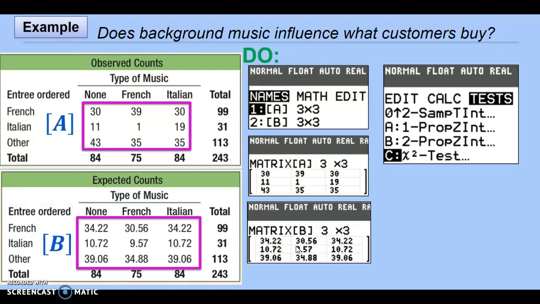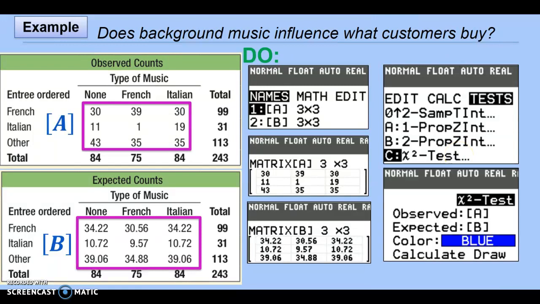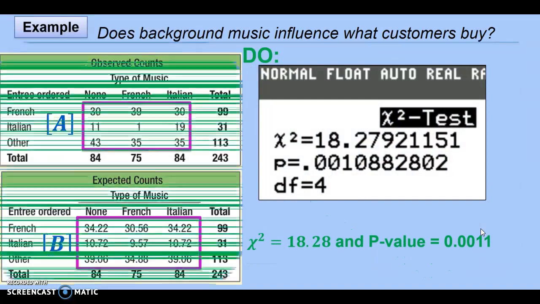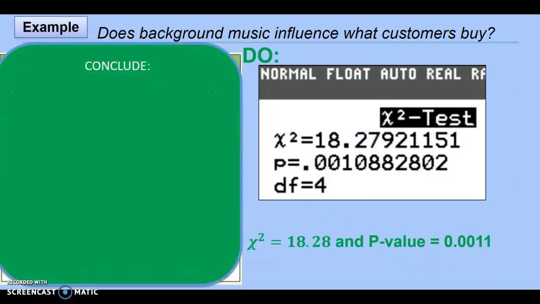And then once you do that, you're going to go into your test, and the difference from yesterday is you're going to run a chi-squared test. This is the one that is for homogeneity, when you're working with your two-way table. Go into your observed, put in matrix A, expected is matrix B, and then you're going to calculate. And what you'll find is your test statistic is 18.28 and your p-value is 0.001.